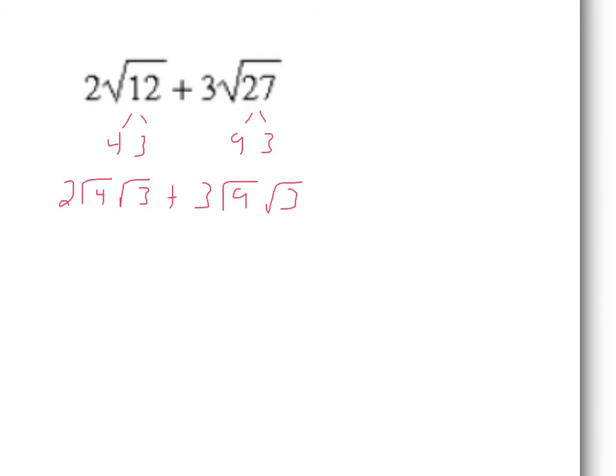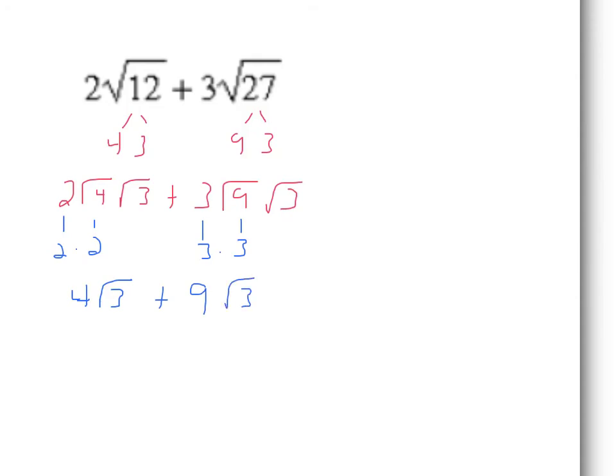Root of 4 is 2. So we have 2 times what was already out there, 2, and we get 4 root 3 when simplified. Here we have root of 9 is 3. We already have a 3 on the outside, so when you multiply them, you get 9 root 3.